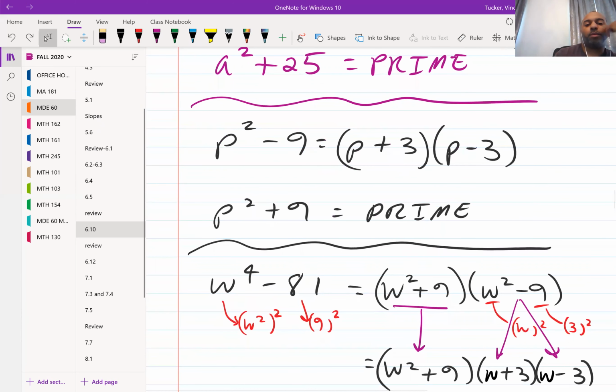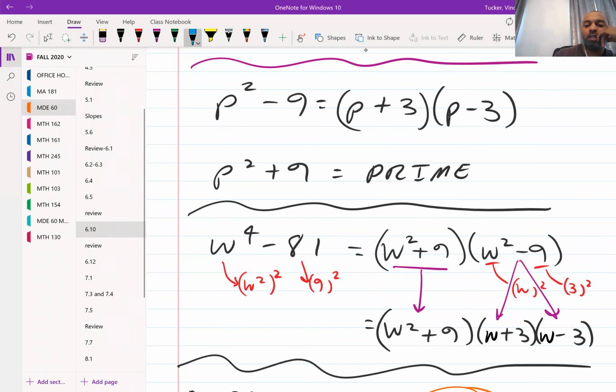All right. So if I have w to the fourth minus 81, because w to the fourth is w squared squared, and 81 is 9 squared, I can break it up into w squared plus 9, w squared minus 9. W squared plus 9 cannot be factored, so I bring that down. But w squared minus 9 can be broken up into w plus 3, w minus 3. So this would be the complete factorization.